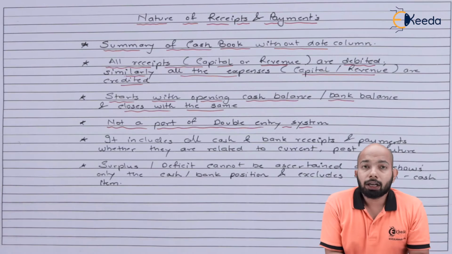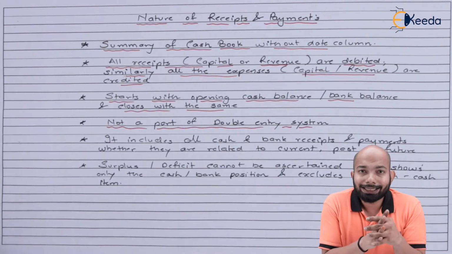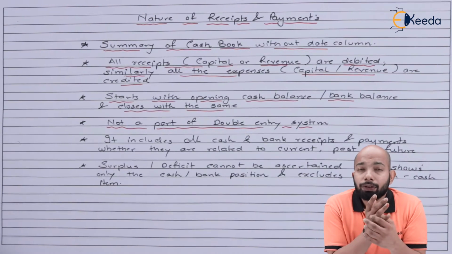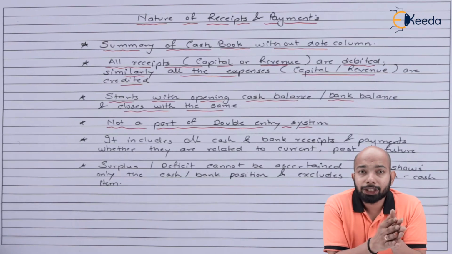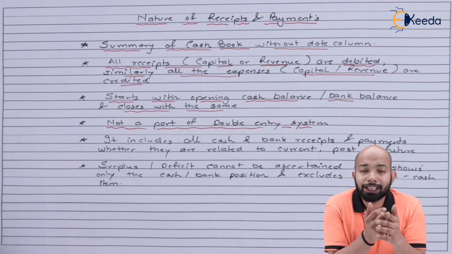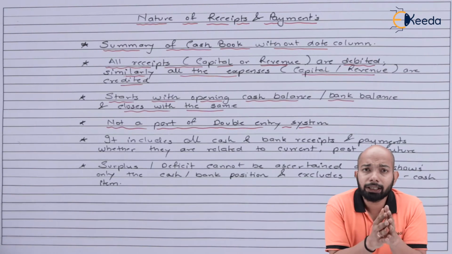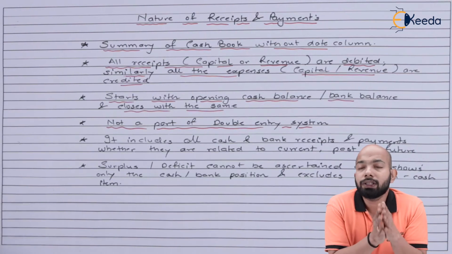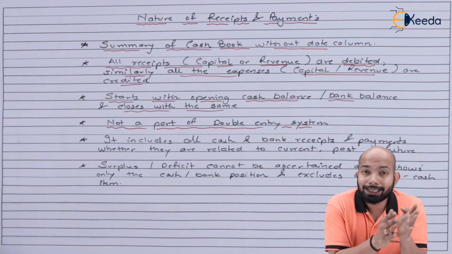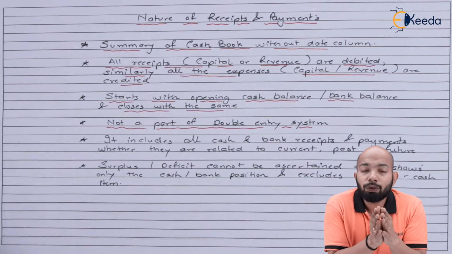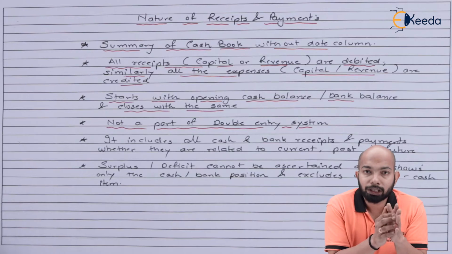Now, this payment account is not a part of the double entry system. In the double entry system, what we have understood is that every transaction has a dual effect. That means every debit has a similar credit, and every credit has a similar debit. This isn't a part of this specific chapter. Hence, the receipts and payments account doesn't fall under the category of the double entry bookkeeping system here.